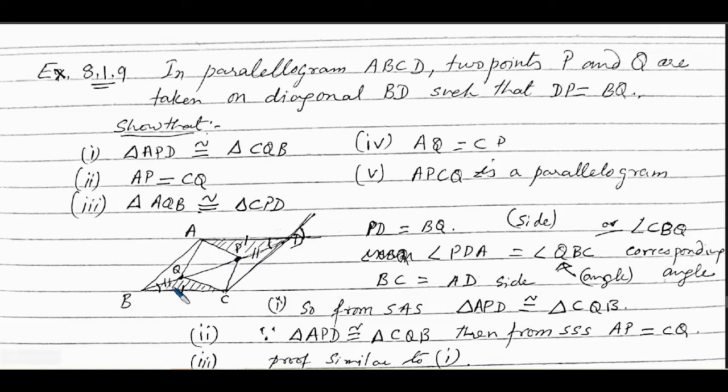This side is marked here with a double dash, this side with a single dash. So this is the remaining side. So this AP is equal to CQ. So this also we can prove. And similarly we can prove triangle AQB is equal to CPD.